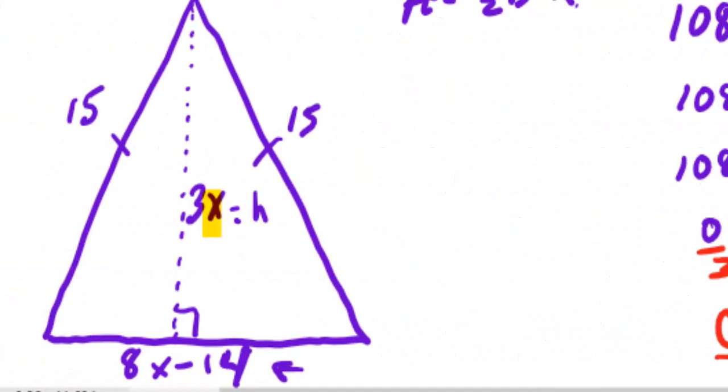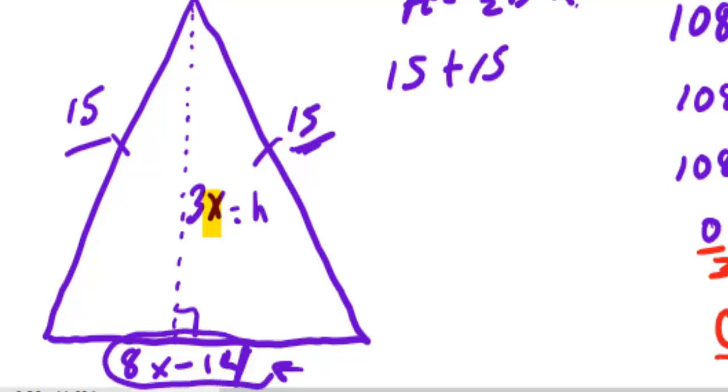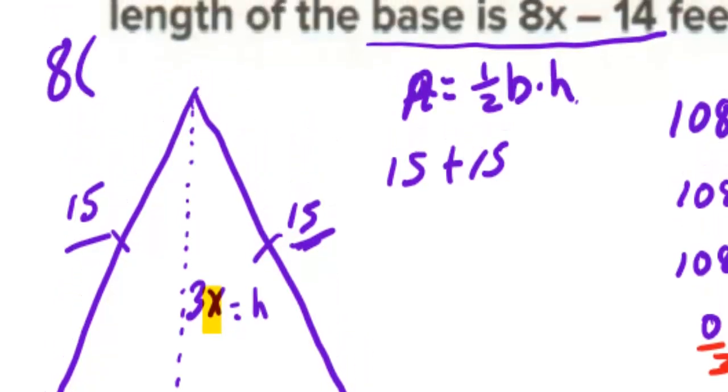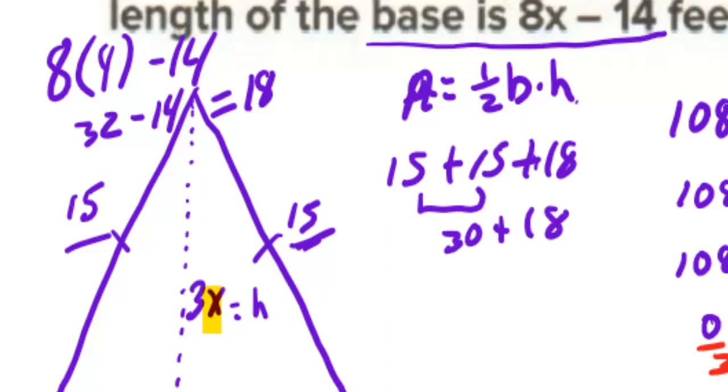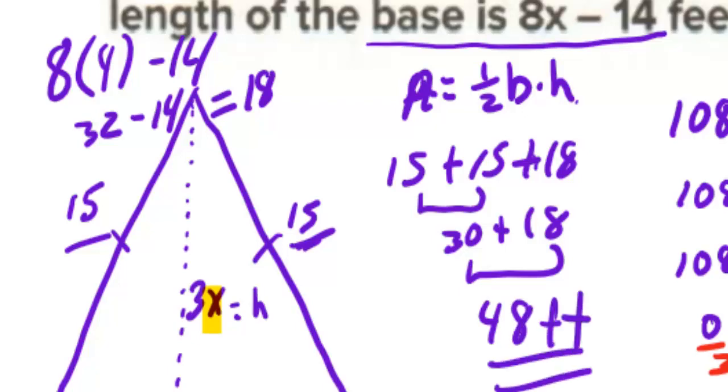Well, we know we've got 15 plus the 15 over here. So these two 15s. The only thing I'm missing is the base number. And the base number was 8x minus 14. We now know that x is 4, so it's going to be 8 times 4 minus 14. So that will give us 32 minus 14, and that's going to equal 18. So plus 18 here. So add these together, and I get 30 plus 18. And 30 plus 18 is going to give me 48. And this was in feet, so the perimeter is 48 feet.